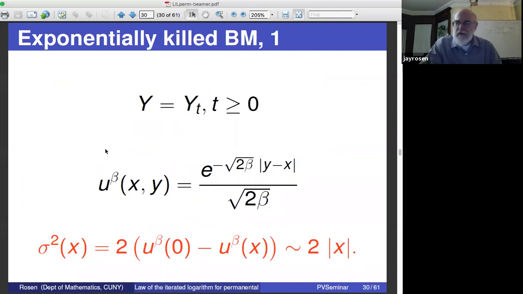I want to give several examples, and I'm going to stick to the examples that involve Brownian motion, because that's the most familiar. We have a lot of similar results for general symmetric Levy processes. We start with exponentially killed Brownian motion. This is its density because of the beta here. You can see that the potential density is really a function of x minus y. And this would be the incremental variance for the associated Gaussian process. It's basically 2 times x. So we definitely know LILs for this process, but we're going to perturb it.